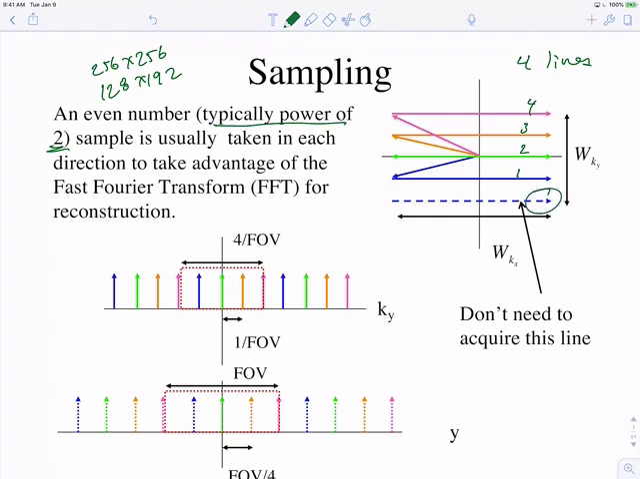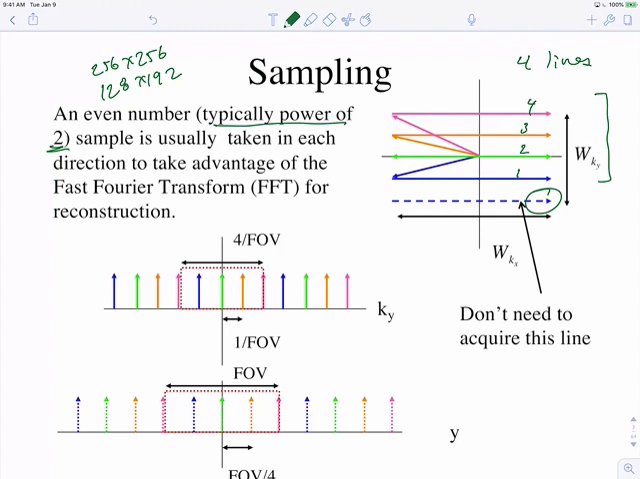Why don't we need to acquire that line? It seems like we're missing some data. Okay. So one answer is, in certain cases, like we talked about in a previous lecture, if things are ideal, you can sort of get away with just partial Fourier. You don't need all the data because there is some symmetry in Fourier space.